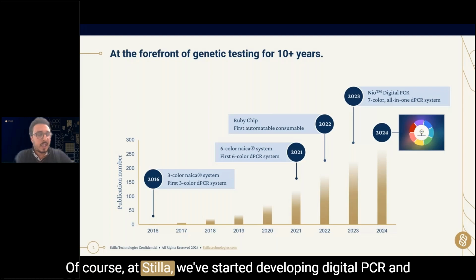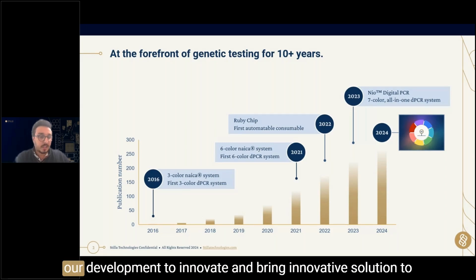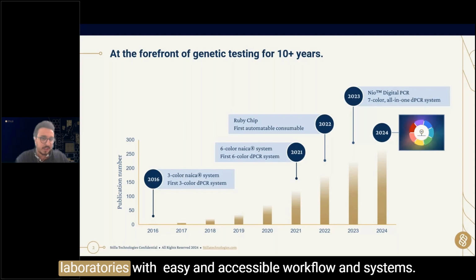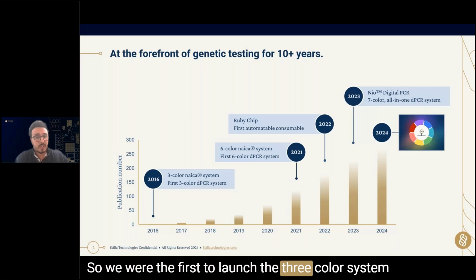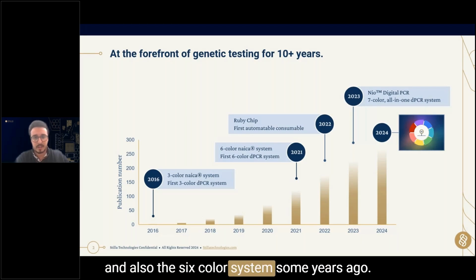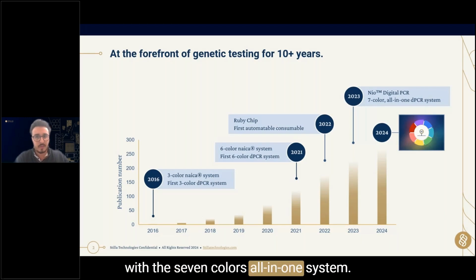Of course, at Stilla, we started developing digital PCR and working on digital PCR since more than 10 years. And we dedicated our development to bring innovative solutions to laboratories with an easy and accessible workflow and systems. So we were the first to launch the 3-color system and also the 6-color system some years ago. Last year, we also launched the Nio system with the 7-color all-in-one system.